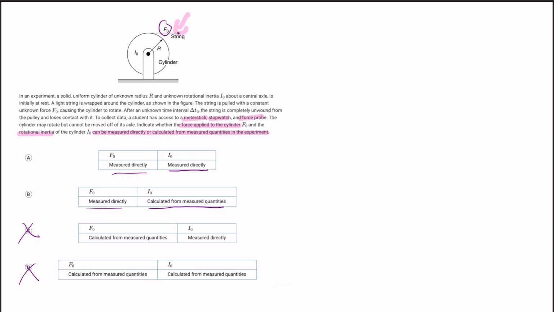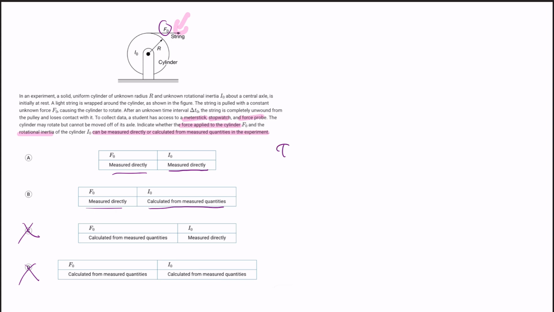I mean, you can look at the cylinder and see that it's a cylinder, and you can find an expression for calculating moment of inertia based off of mass, but that's not the same thing as measuring it directly, right? Measuring moment of inertia directly is very difficult. That said, we could figure it out using Newton's second law in terms of torque, angular acceleration, and moment of inertia.